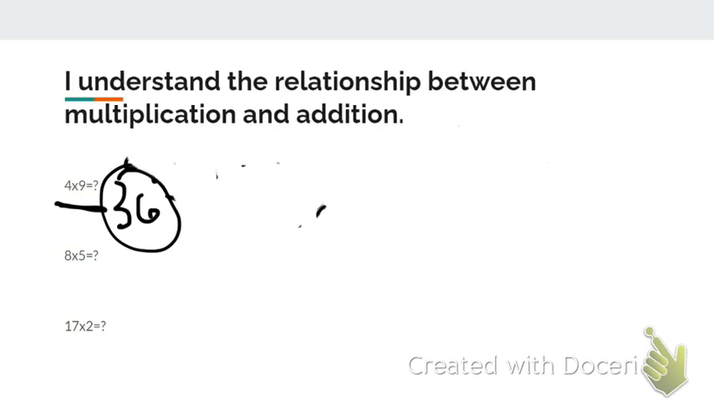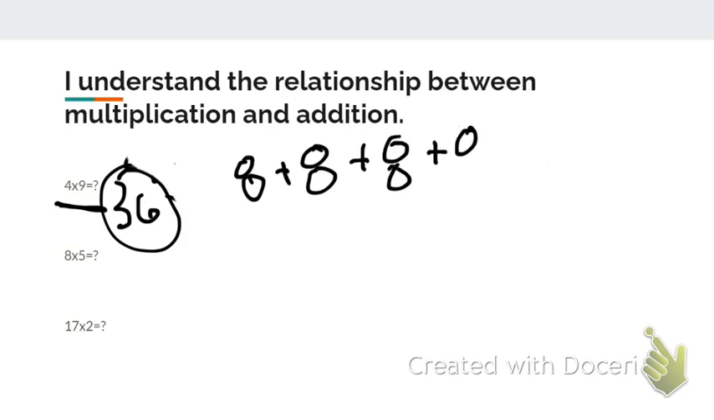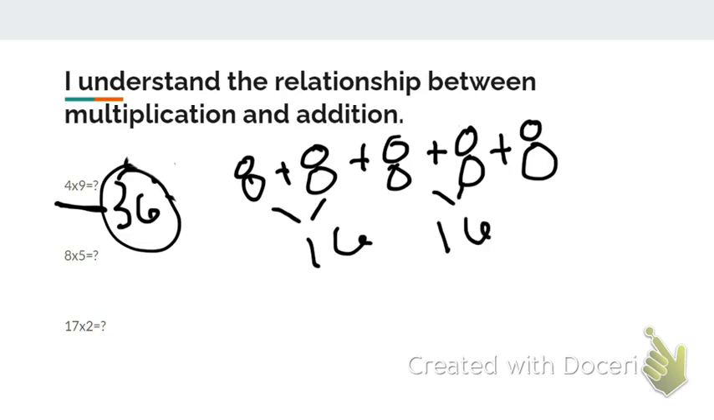Okay, so go ahead, pause the video, and see if you can figure out what the next problem is. The 8 times 5. Okay, hopefully you decided to make 5 groups of 8. So you said 8 plus 8 plus 8 plus 8 plus 8. Okay? And then you started adding. Well, 8 plus 8 is 16. 8 plus 8 is 16 plus 8 more. So I have an extra 8 at the end.